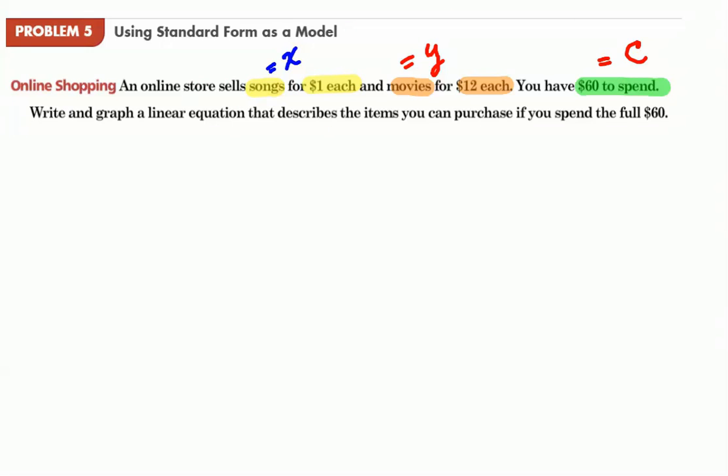So let's put how everything works together here. We're going to write the equation as follows. This is going to be 1 times x plus the movies, which we're going to call our y, is $12 each, or 12 times y. And we can spend no more than $60. That would equal our value of C, which is the 60. So our equation would be 1x plus 12y equals 60, where A is going to equal 1, B is going to be 12, and our C is going to be our 60. So there's our standard form right here.